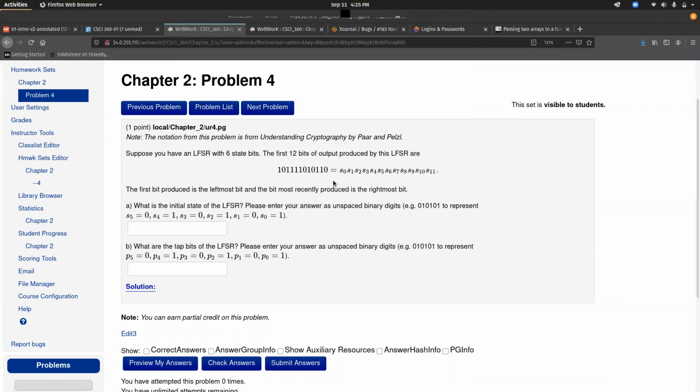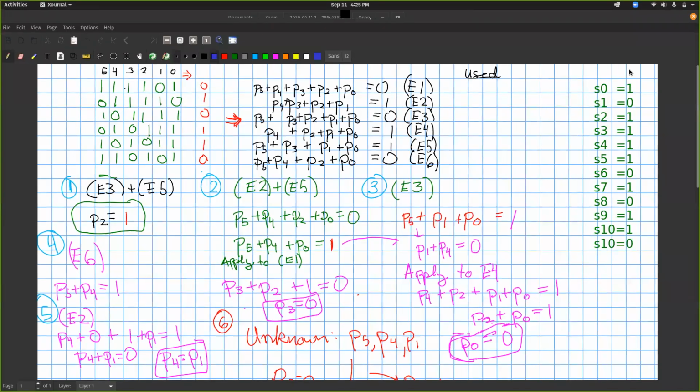So I worked this on a sheet over here. These are the output bits, and from the output bits, you can construct the initial state. So if you set this up the way we typically draw an LFSR, let me just remind you.